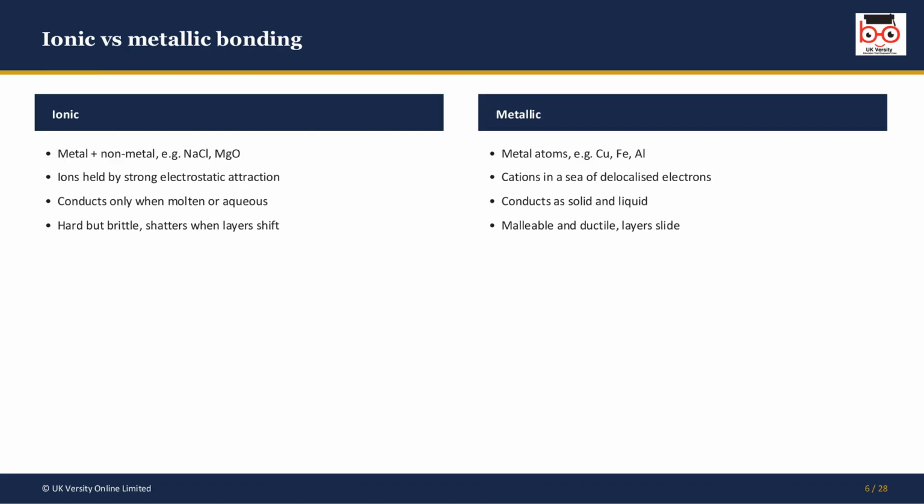Let's compare ionic and metallic. Ionic structures form between a metal and a non-metal, sodium chloride and magnesium oxide, for instance. The ions are held by strong electrostatic attraction. They conduct only when molten or aqueous, and they're hard but brittle, shattering when the layers shift. Metallic structures are made of metal atoms: copper, iron, aluminium. They're cations in a sea of delocalized electrons. They conduct as both solid and liquid, and they're malleable and ductile, because the layers can slide.